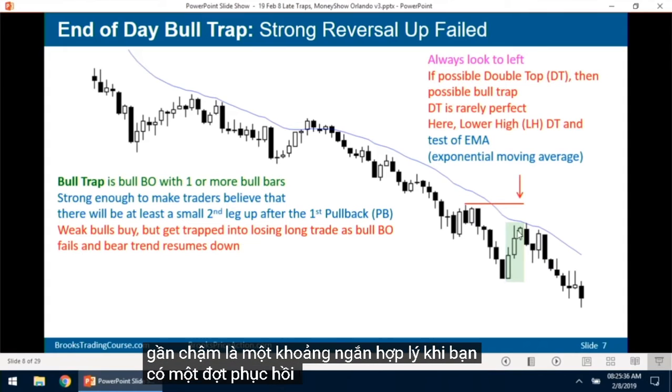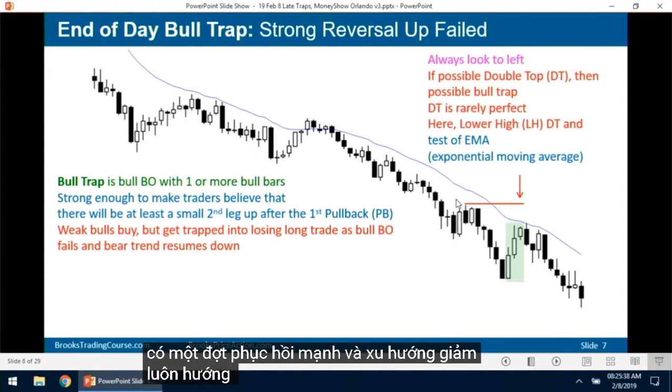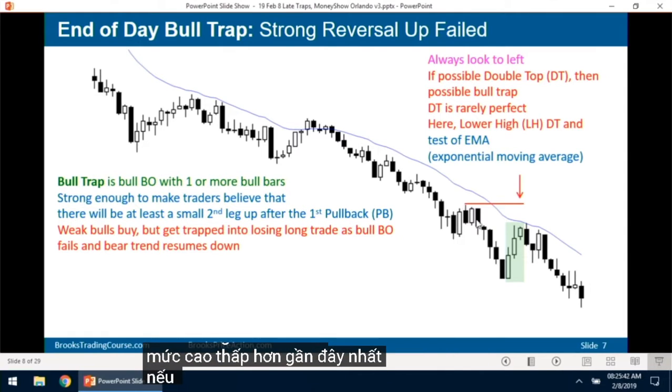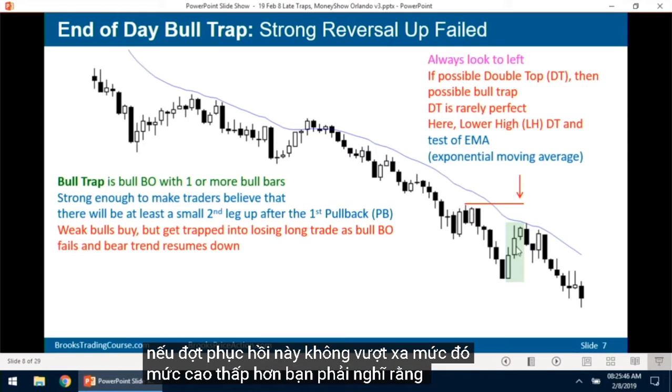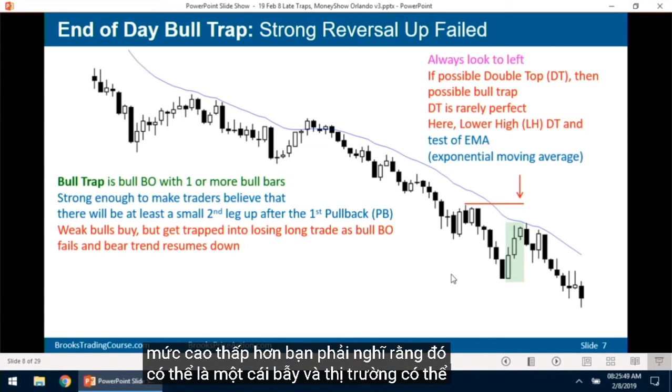When you get a strong rally in a bear trend, always look to the left at the most recent lower high. If this rally does not go far above that lower high, you've got to be thinking it could be a trap, and the market could resume down.